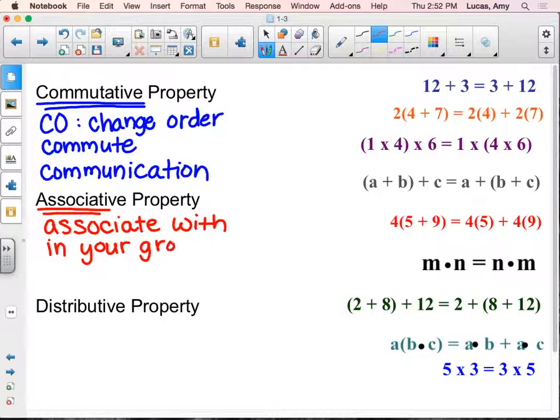And that's what those parentheses represent to me. So they're a grouping symbol. Your associates are people you're close to that you hang out with. They'd be in your group.